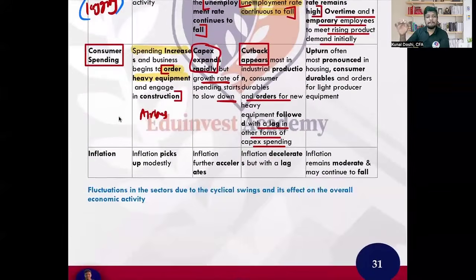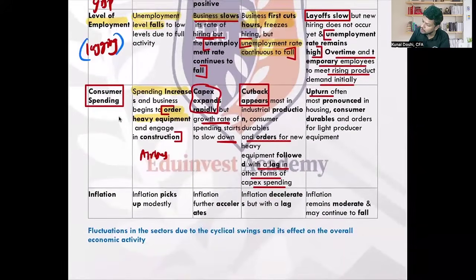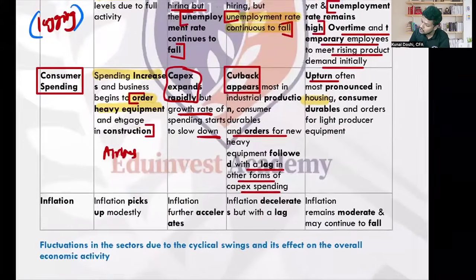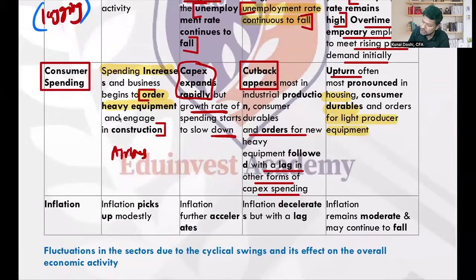However, when the economy is at the bottom, there is an upturn often most pronounced in housing. The first growth comes up in the housing sector, consumer durables, and orders for light producer equipment. Consumer durables, furniture, and all those start picking up. When do economists say that the economy is now going to recover? When they see demand in housing, consumer spending on durable goods, or equipment ordering, not heavy equipment, but ordering of basic equipment, industrial tools. When their demand is rising, we say that the economy has reached the bottom. Now it will recover from this point.